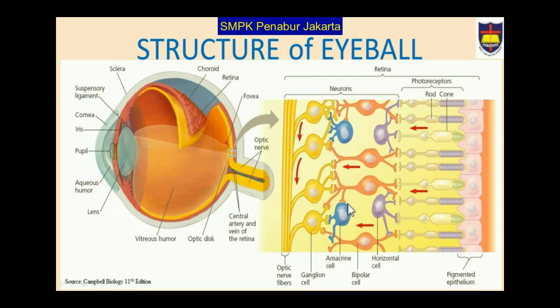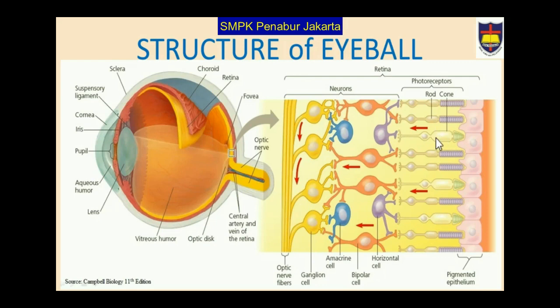Retina consists of many photoreceptors. There are rod and cone cells. Rods are more sensitive to light than cones, but they don't distinguish color. Rods enable us to see at night, but only in black and white. We have visual pigment called rhodopsin in rods.